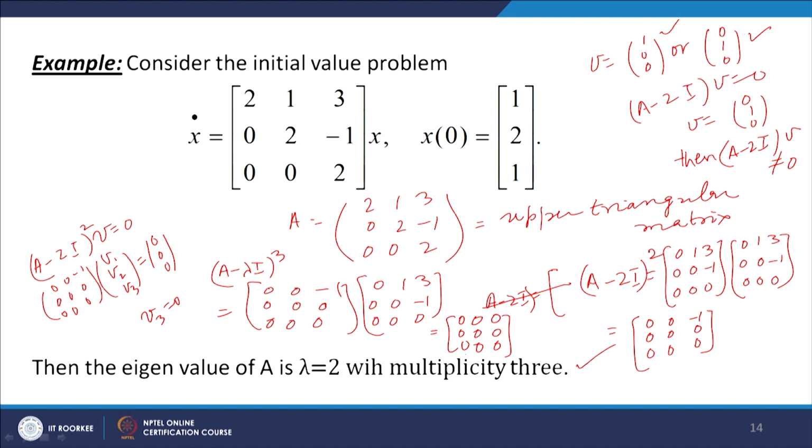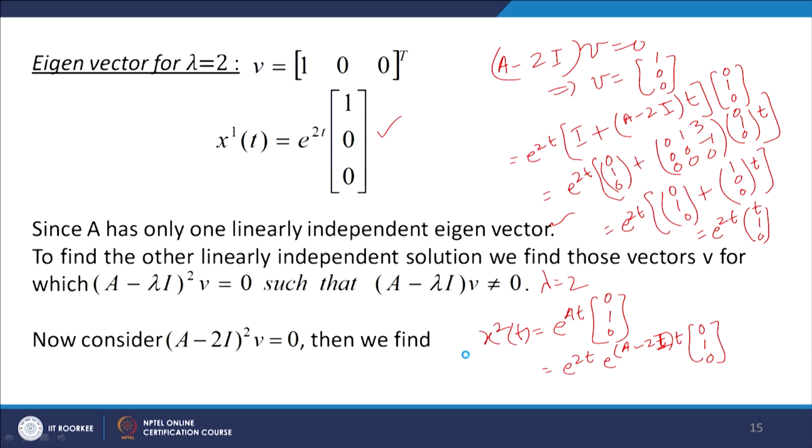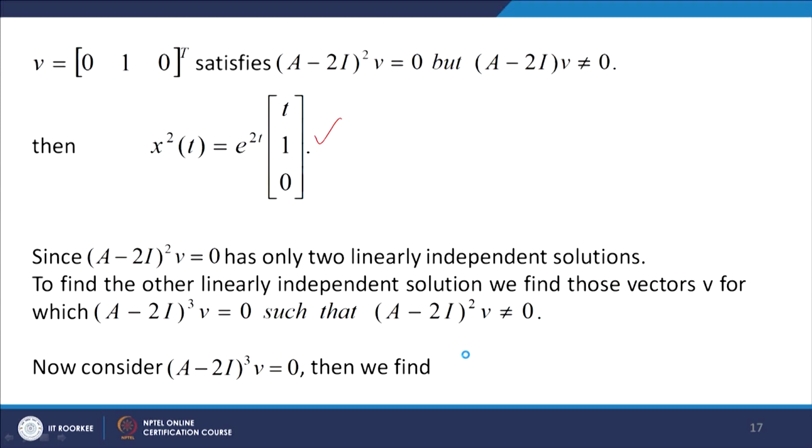So, (A minus lambda I) whole cube b equal to 0. That is, (A minus 2I) whole cube b equal to 0. When we do this, what do we get? A matrix of all zeros, 0 0 0, 0 0 0, 0 0 0, times b1 b2 b3 equal to 0. So b1, b2, b3 are arbitrary here.